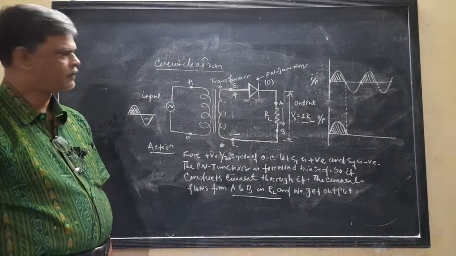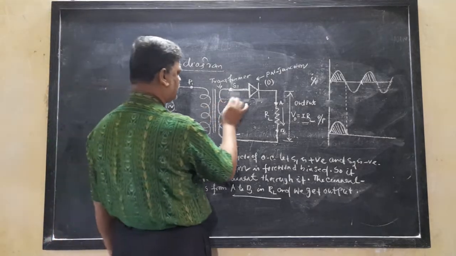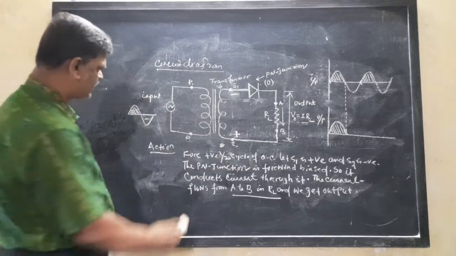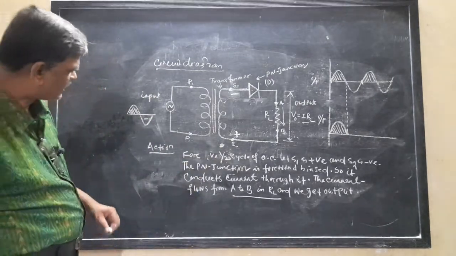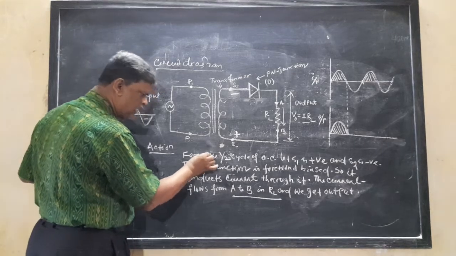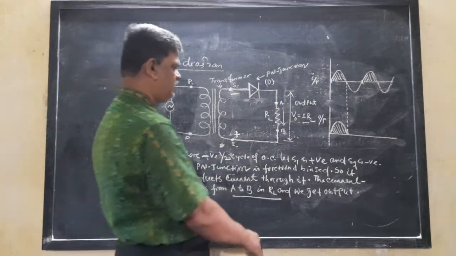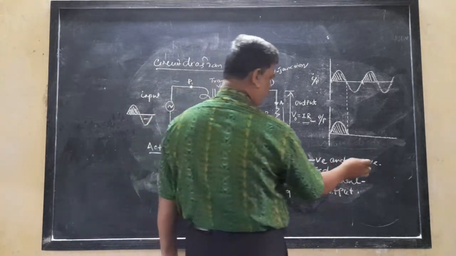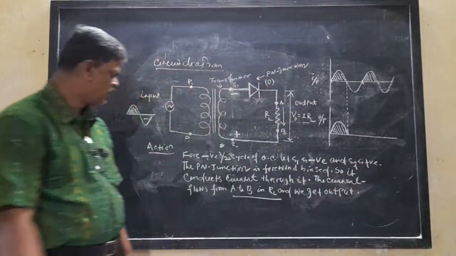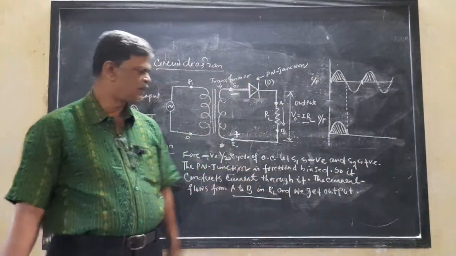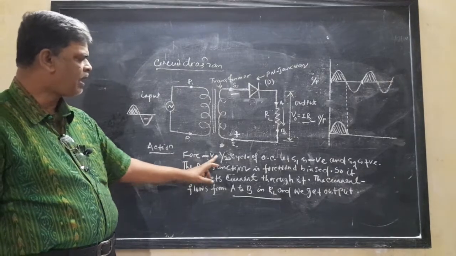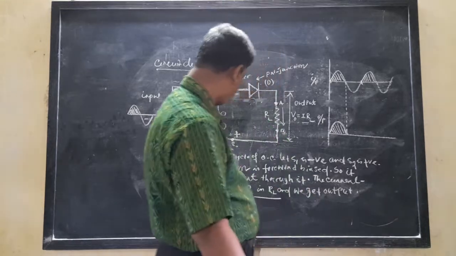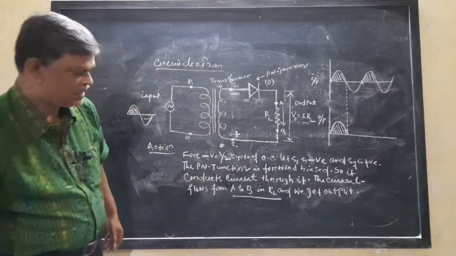For negative half cycle. So for negative half cycle, second step. For negative half cycle of AC, S1 is negative and S2 is positive. Clear? So for negative half cycle of AC, second case, let S1 is negative and S2 is positive. Then the PN junction is reverse biased.